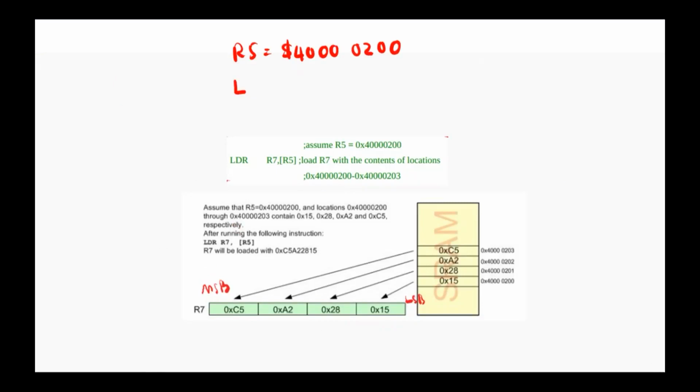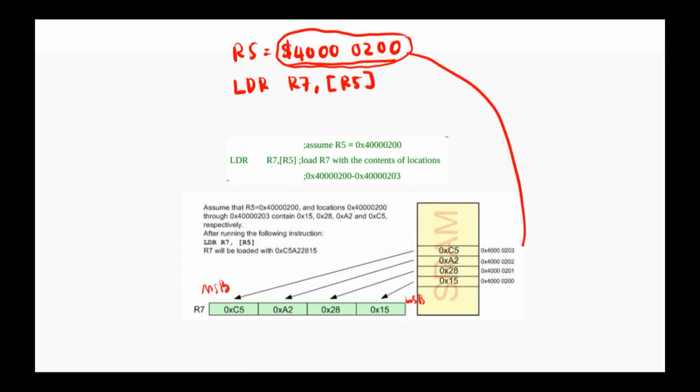Now what you're going to do here is LDR R7, R5. Okay, so this is the value inside R5. What happened here is you go to the address pointed to by R5, which is at this address here. This address is actually inside of your RAM. Go to this location.